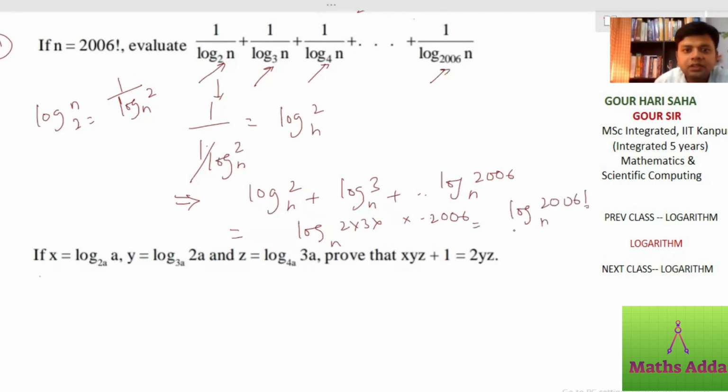And what do we see here? N is 2006 factorial, so this is n, right? So this becomes log of n base n, which is 1. So this simplifies to equal to 1. Now 12.